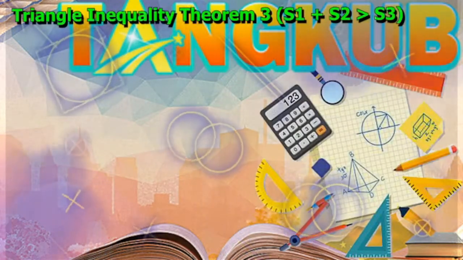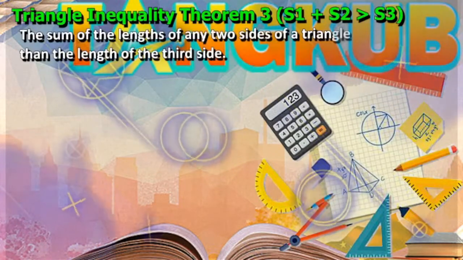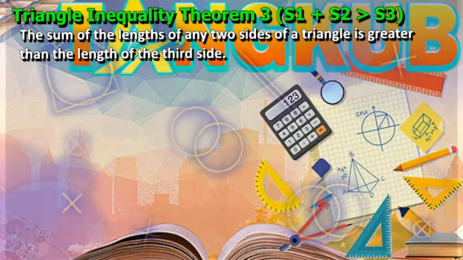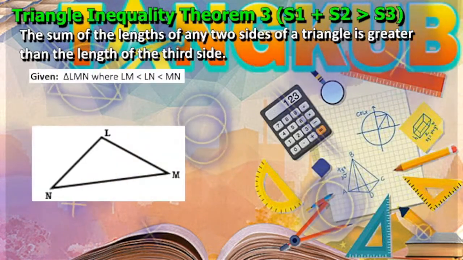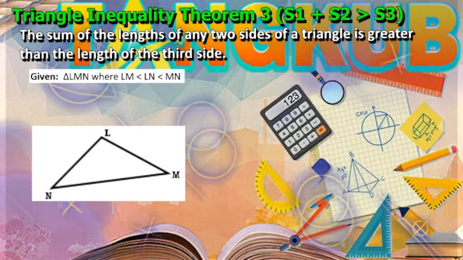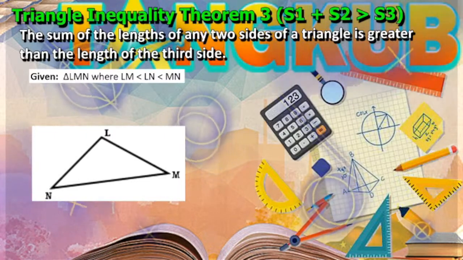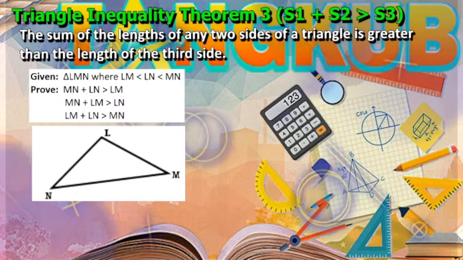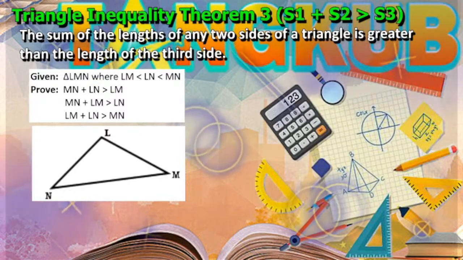Now let us proceed to proving triangle inequality theorem 3. Triangle inequality theorem 3 states that the sum of the lengths of any two sides of a triangle is greater than the length of the third side. To prove, given triangle LMN, where side LN is greater than side LM but less than side MN, let us prove that MN plus LN is greater than LM. MN plus LM is greater than LN. Side LM plus side LN is greater than side MN.